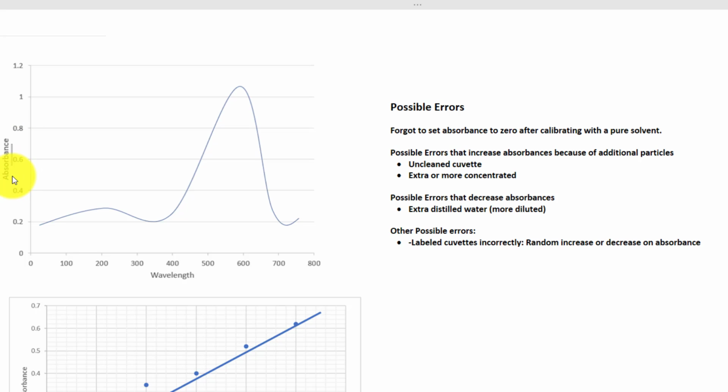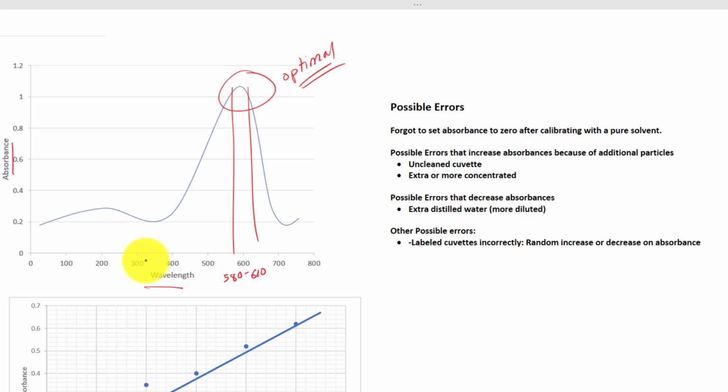This graph shows absorbance versus wavelength. And right here, we can determine which wavelength we need to use to measure a concentration to give us the optimal result, that is, the best result. Based on this range right here, from 580 all the way to 610 nanometers, this would give us the optimal result in terms of measuring our absorbance. If we use a wavelength down here, we're not going to get the best result because there is very little absorbance happening.